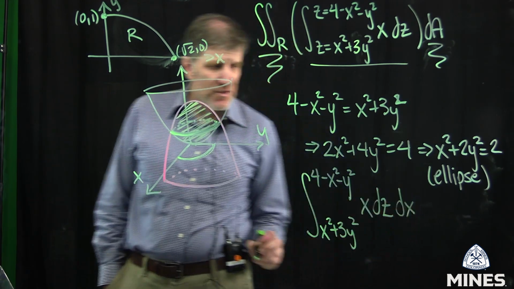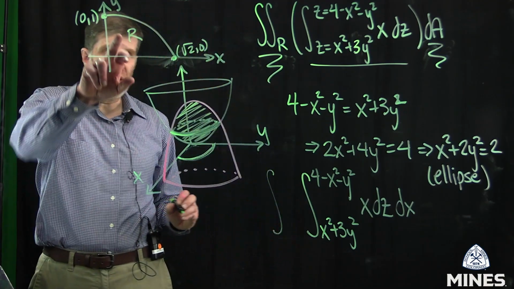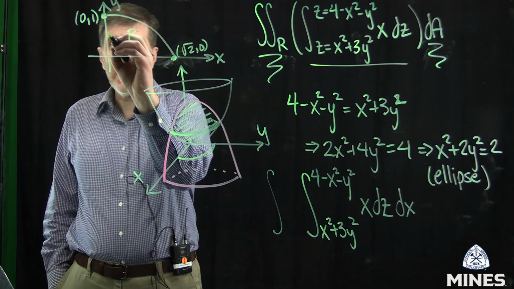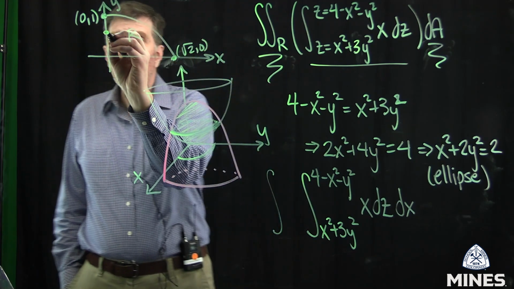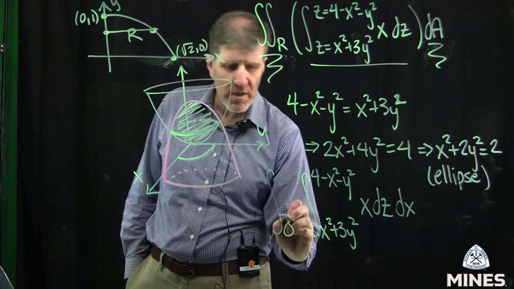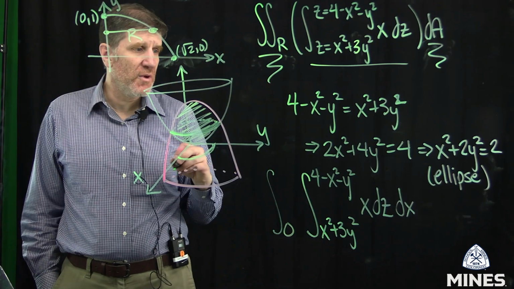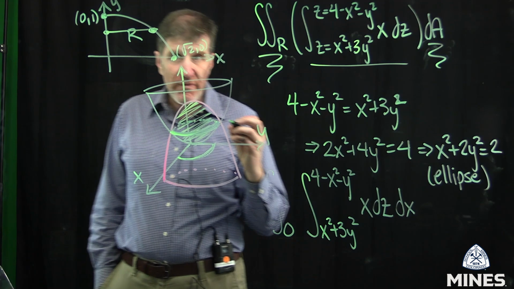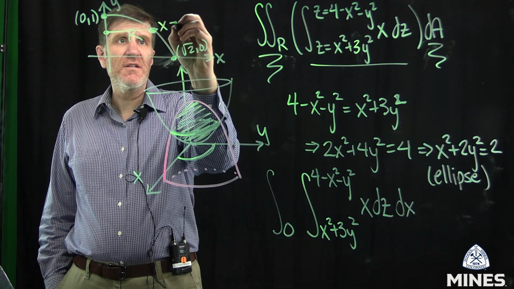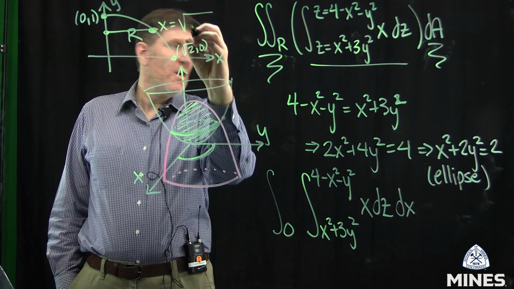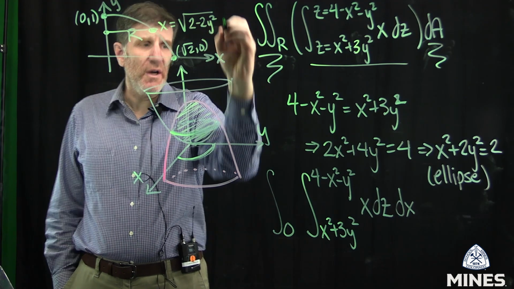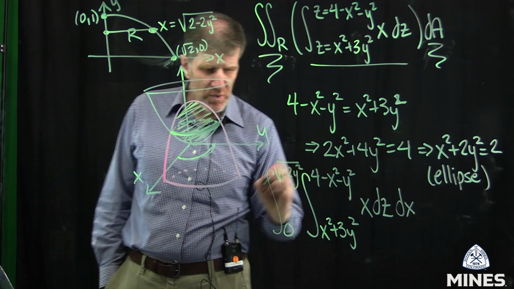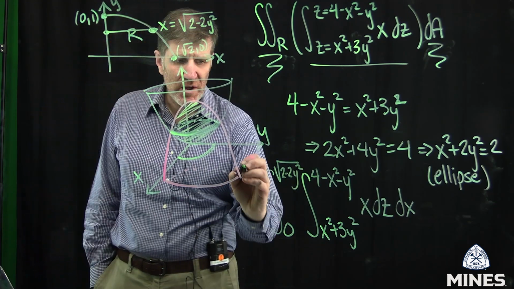And then I'm going to do the x integral next. If I'm doing this x first, then I have x going from 0 on the left to this point on the right. And it's coming from this ellipse, x squared plus 2y squared equals 2. So if I solve that for x, that is x equals the square root of 2 minus 2y squared. So the square root of 2 minus 2y squared is my upper endpoint for the x integral.